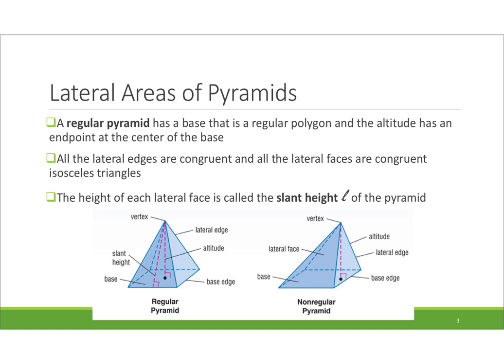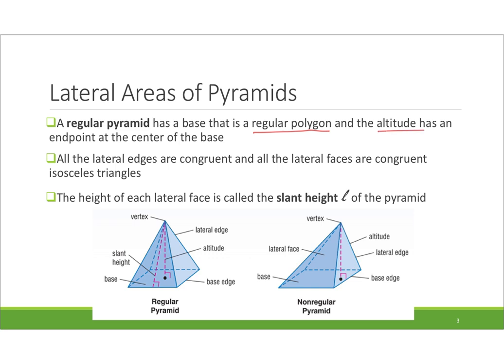I'll come back to slant height because we need to understand our types of pyramids first. We have two types of pyramids. We have regular pyramids and we have irregular pyramids or non-regular pyramids. Regular pyramids have two rules. Number one, it has to have a regular polygon for its base. So squares, equilateral triangles, regular hexagons, regular pentagons, regular nonagons, octagons, all of those things.